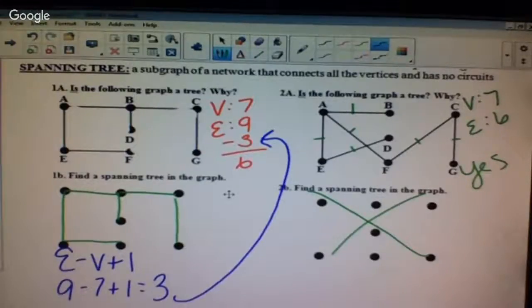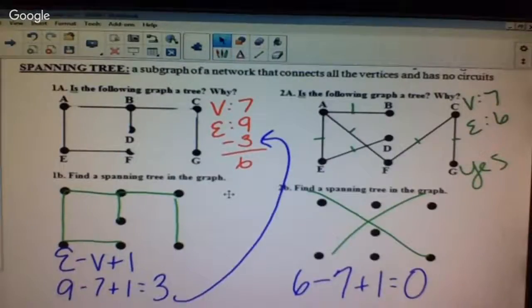Okay. So you've already kind of done it, but this is the formula you would use. If you do this one, again, edges, so 6 minus vertices, 7 plus 1 equals, well, 6 minus 7 gives me negative 1 plus 1 is 0. So my redundancy here is 0, which tells me I have a tree. Okay. So just 2 different ways to look at it.